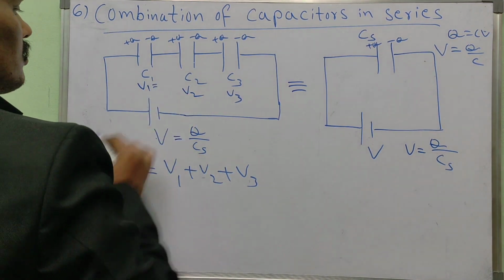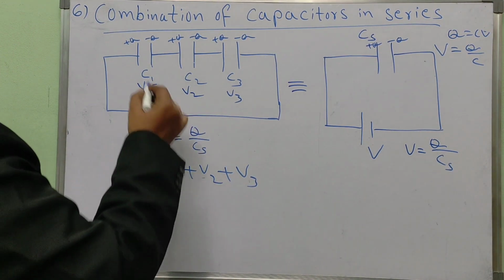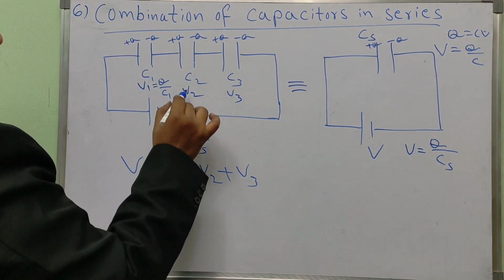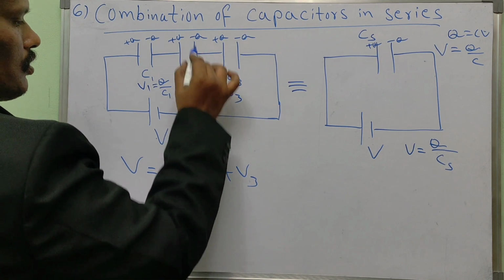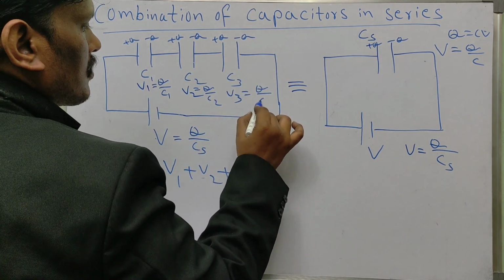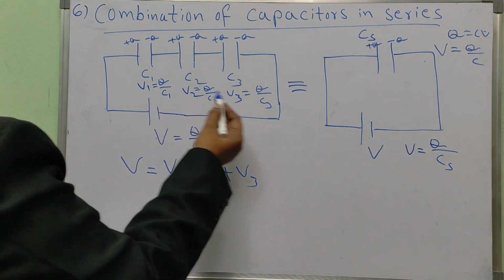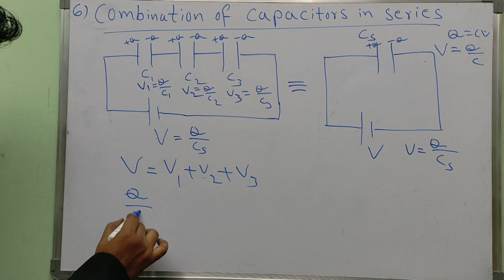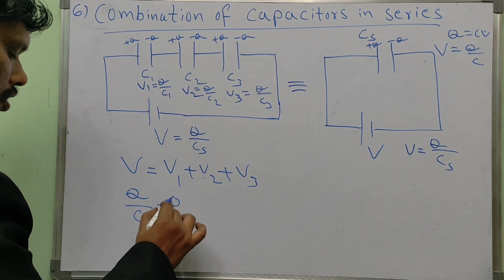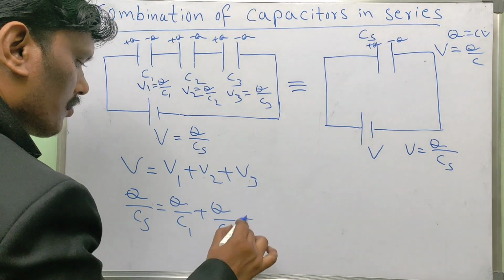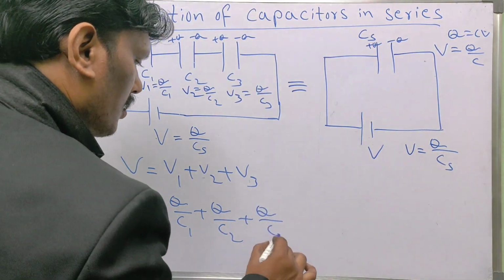From here, what is V1? Q by C1. What is V2? Q by C2. What is V3? Q by C3. Now V1, V2, V3 values, V value, substitute here. What is V? Q upon CS. What is V1? Q upon C1. What is V2? Q upon C2. What is V3? Q upon C3.